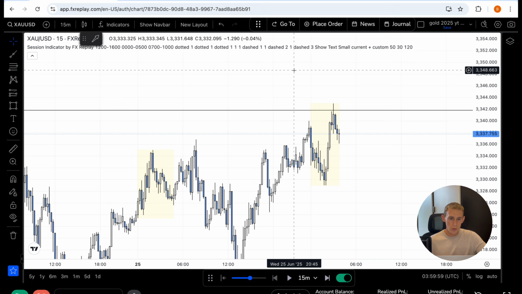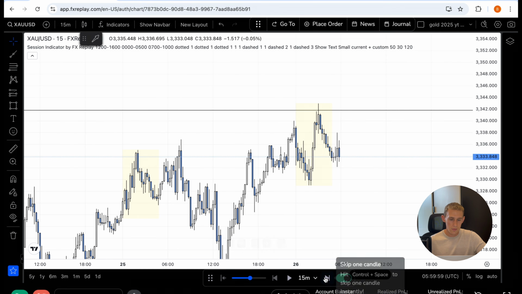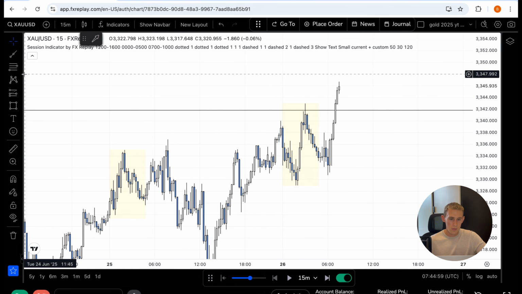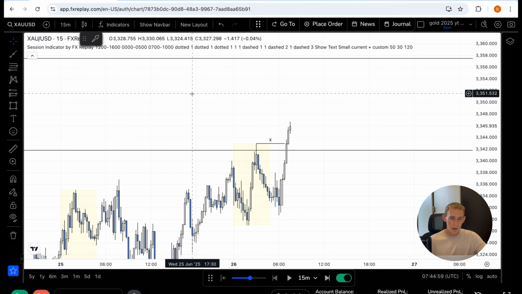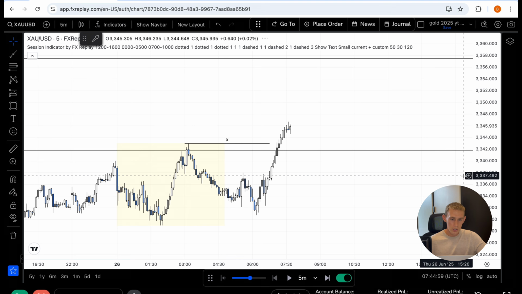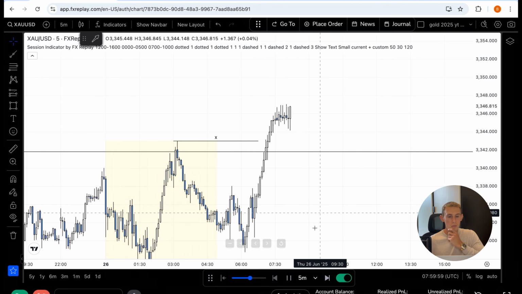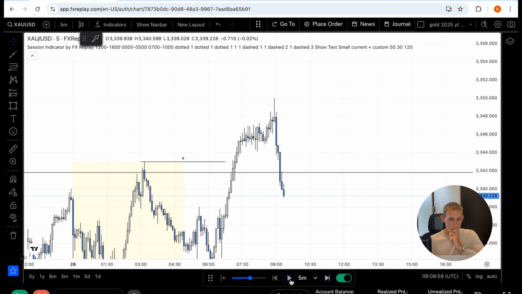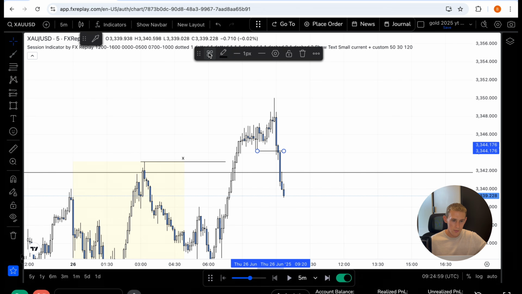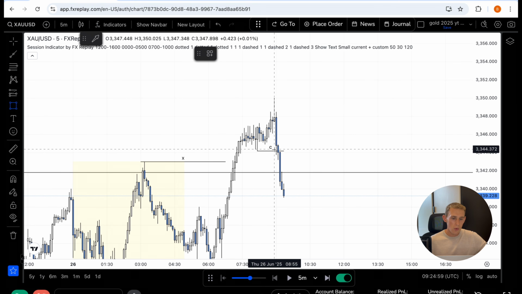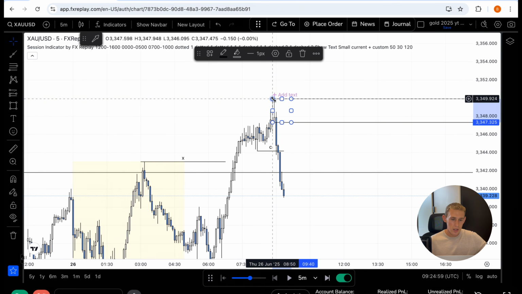Cool. Let me just fast forward Asia. Right, London Open swept Asia high into this area of supply, which is this box we're in. So jumping over to the M5. There we go. So we're getting that clear shift back bearish just here. As before, you could refine your entry to the supply zone itself.